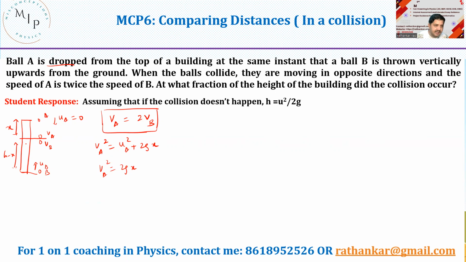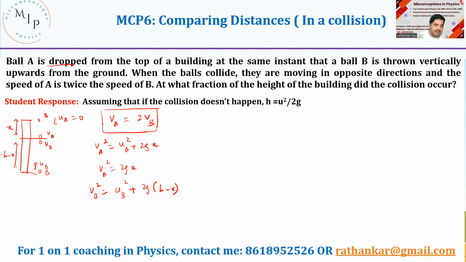Similarly, if I consider this distance, now I have VB squared equal to UB squared plus 2g into H minus X. I have used V squared equals U squared plus 2as, and UB squared I do not know, so I just write U, and then 2g into H minus X. I can just write it like this.